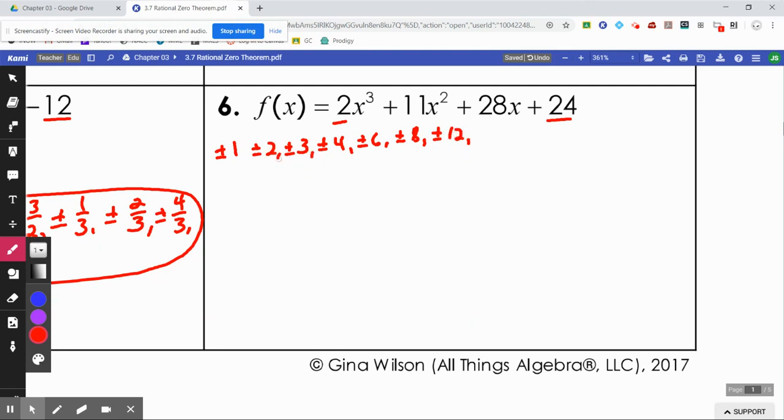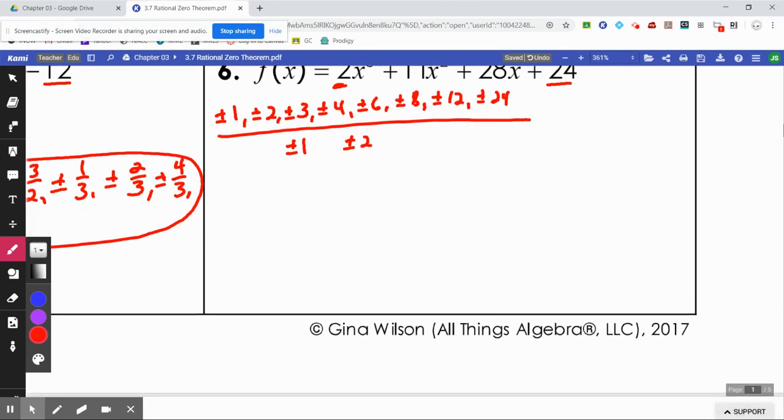and now I've started putting commas. I don't know why. Positive or negative 24. That's all the factors of 24 over all the factors of 2. At least there's only 2 of those. And let's do every combination.